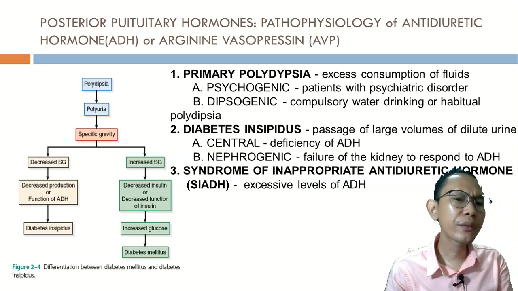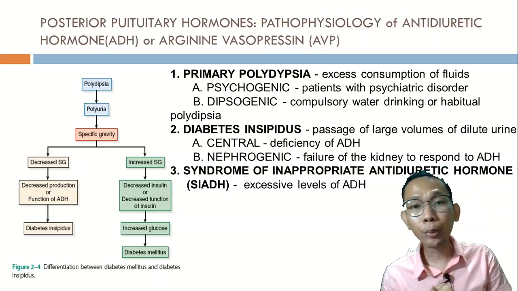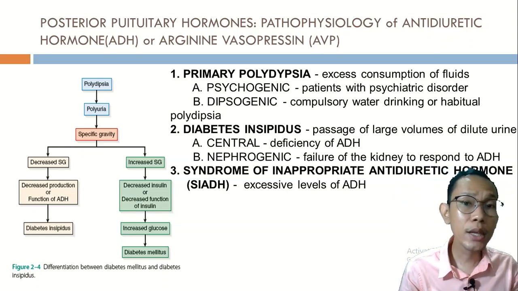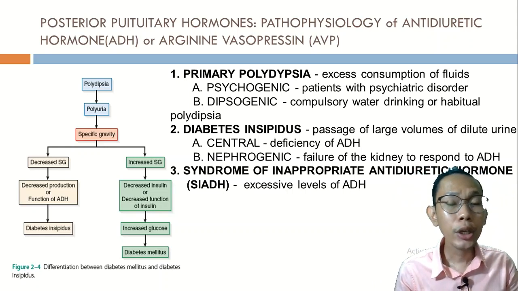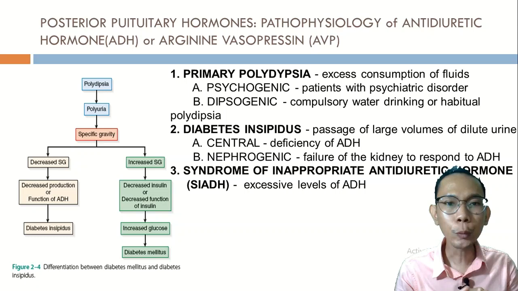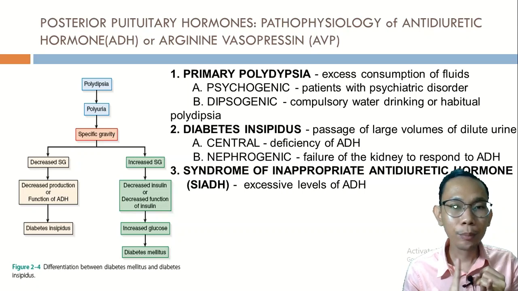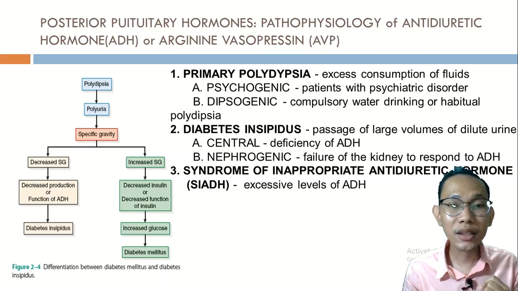So, Doc, ano bang difference in terms of DM from diabetes insipidus? Your diabetes mellitus, guys, it's a problem in your insulin. There is deficiency or resistance of your insulin. Remember, I know that you will discuss diabetes mellitus in the pancreas part, so to give you an overview, this is how to differentiate the two. For diabetes mellitus, basta ang general, the insulin is the problem. In diabetes insipidus, the problem is your antidiuretic hormone.